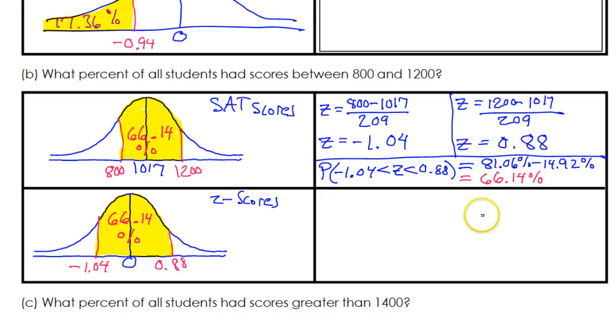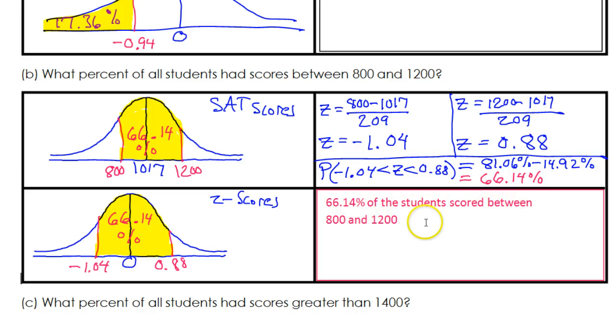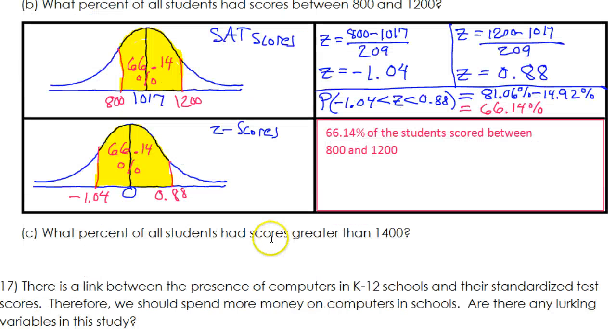So let's put our final answer into words in the last box. So there you go, 66.14% of the students scored between 800 and 1,200. Alright, last question. What percent of all students had scores greater than 1,400?